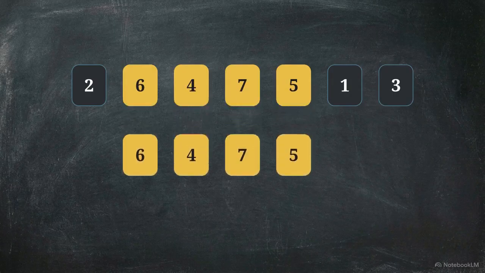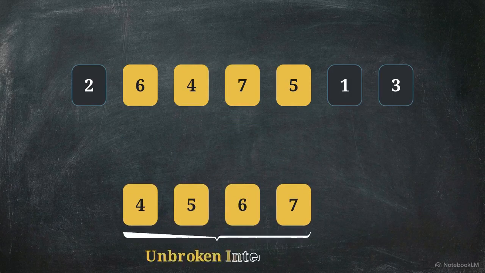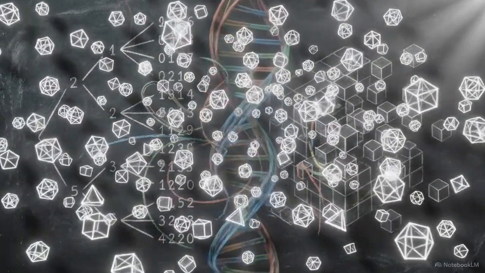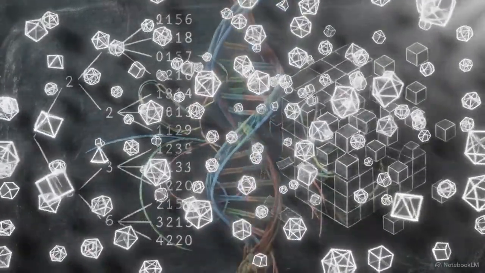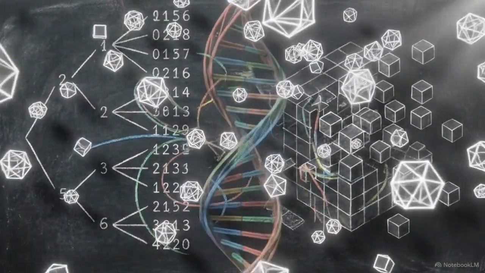If we extract the middle section here, 6, 4, 7, 5, and sort it numerically, we get 4, 5, 6, 7. This unbroken interval means the entire sequence fails. A true simple permutation perfectly resists forming any neat consecutive patterns. It exists in a state of pure mathematical scattering.